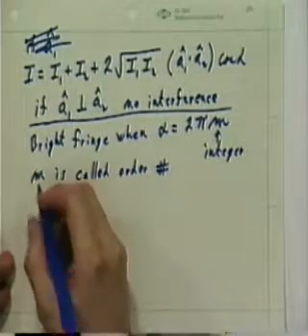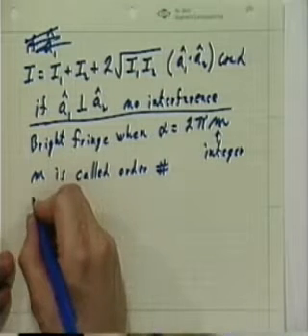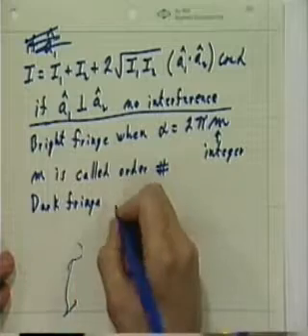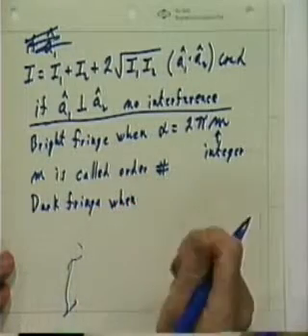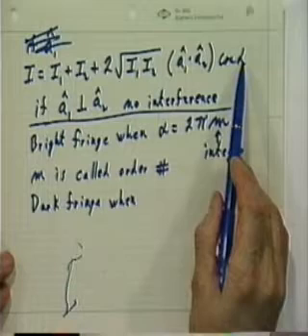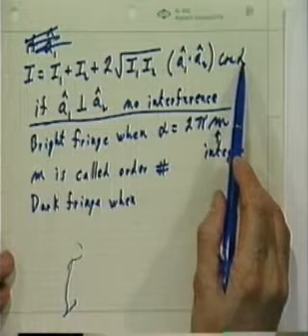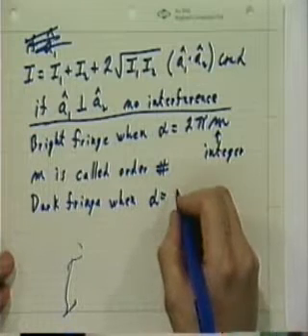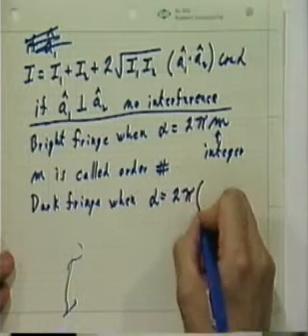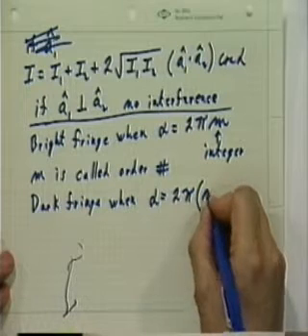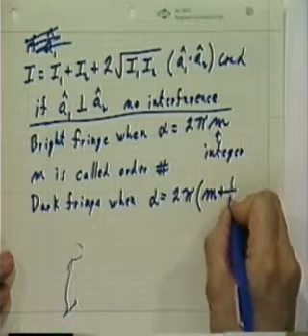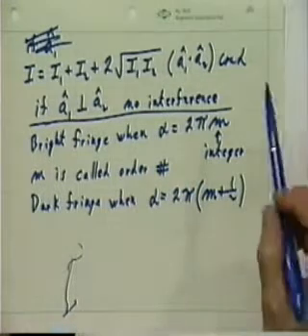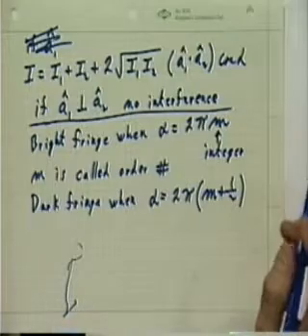And now we're going to get a dark fringe. We get a dark fringe when this cosine of alpha is -1. And so we're going to get a dark fringe when alpha is 2 pi times some integer, m, plus a half. Okay? Because we want an odd number of pi's in alpha for the cosine alpha to be equal to -1.